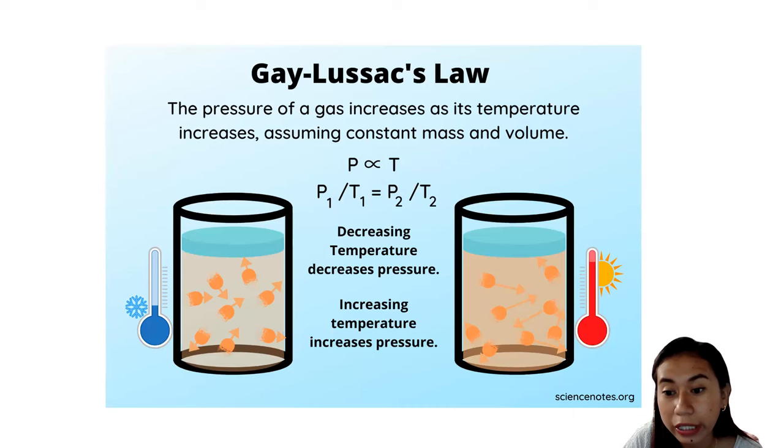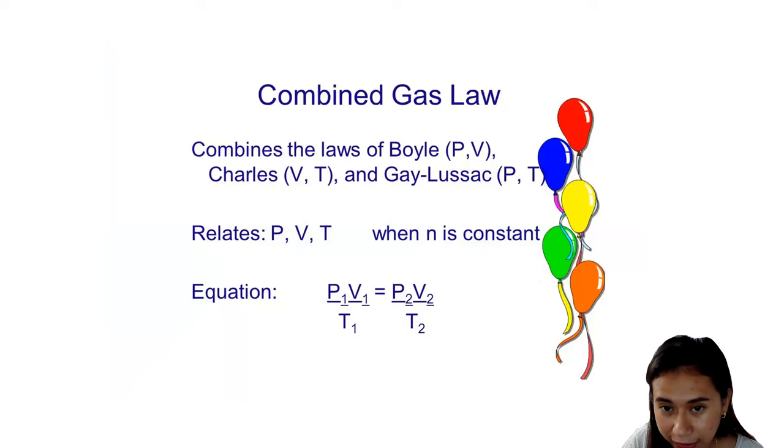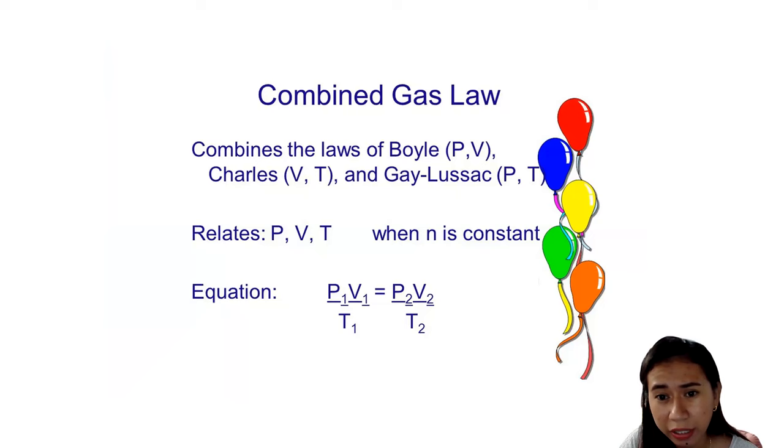Then we have the combined gas law. Combined kasi combination na ng Boyle's law, Charles' law, and the Gay-Lussac's. Constant yung number of molecules, yung kay Avogadro. Then we have the equation here for the combined gas law: P1 V1 over T1 is equal to P2 V2 over T2. So, memorize the formula. It will come in handy.